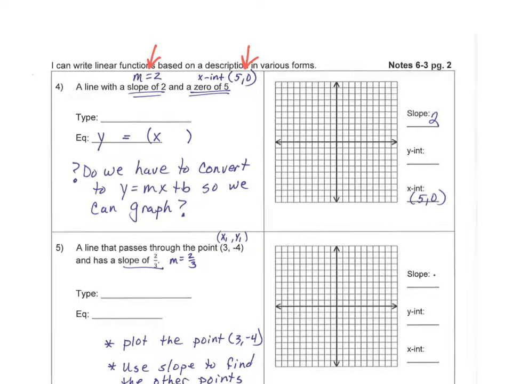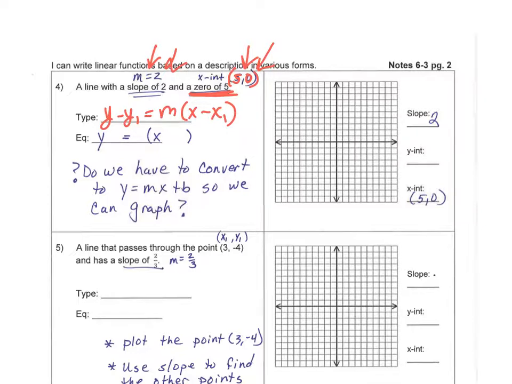Now this is not the y-intercept, so I can't use slope-intercept form. That has to be the y-intercept. But I know that if it's an x-intercept, the y is 0, so then I know that that's going to be the point 5, 0. So I have a point and I have a slope. So I'm going to use point-slope, which is y minus y1 equals m times x minus x1.